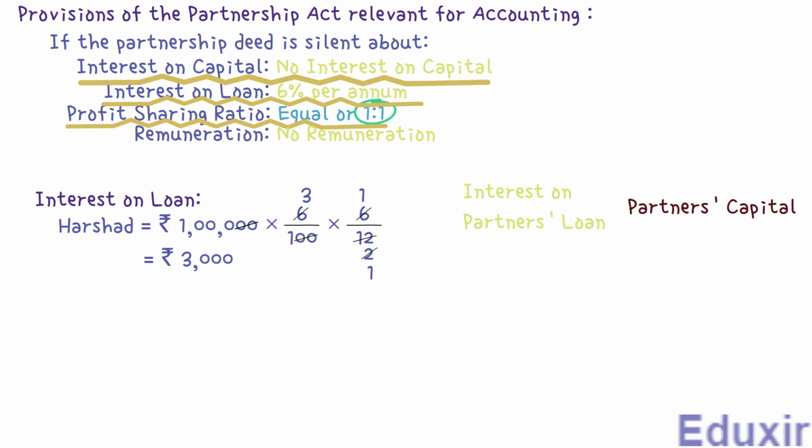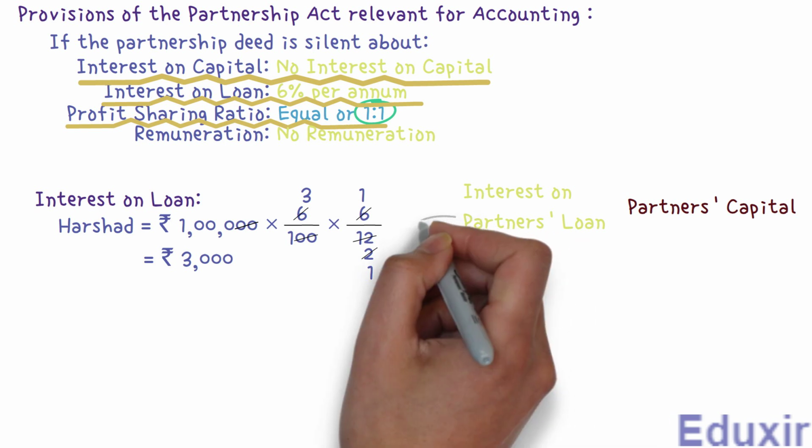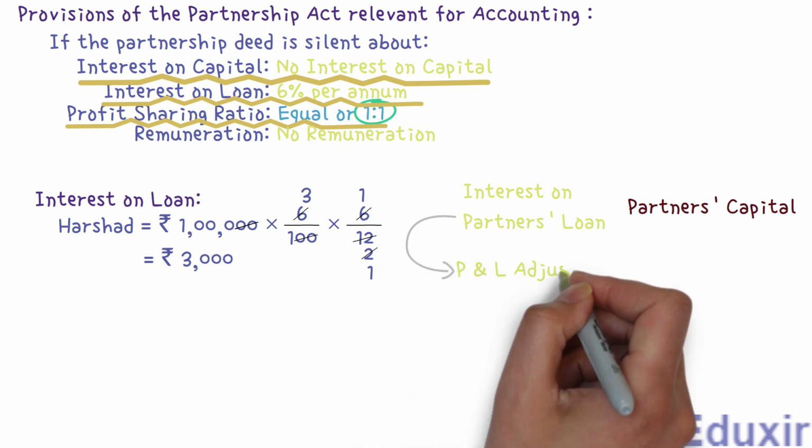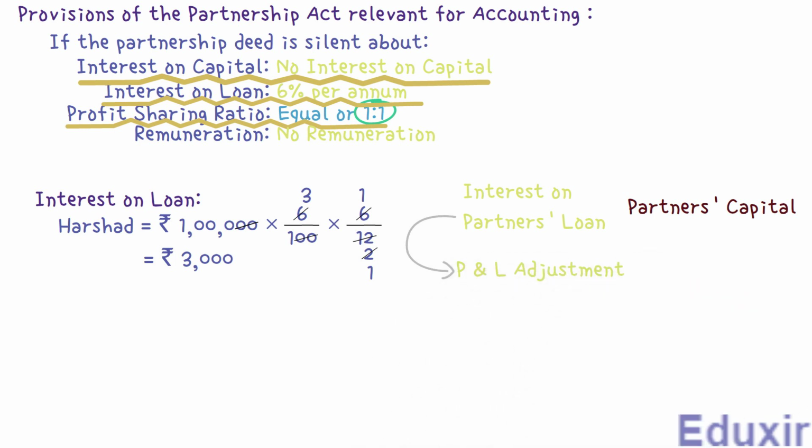Now, after posting these entries into those accounts, the interest on partner's loan should be transferred to profit and loss adjustment account. Also remember that this amount should be ideally transferred to the profit and loss account, but it was not transferred. So, as we are dealing with this after the preparation of the profit and loss account, we are transferring this into the profit and loss adjustment account. Otherwise, we would have transferred it into the profit and loss account. Anyway, this is just for your information.